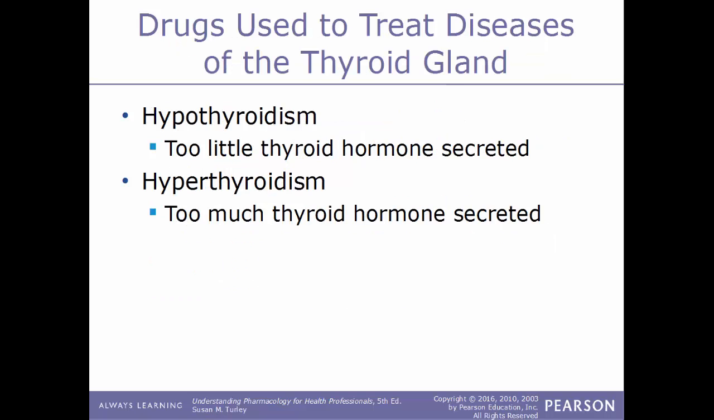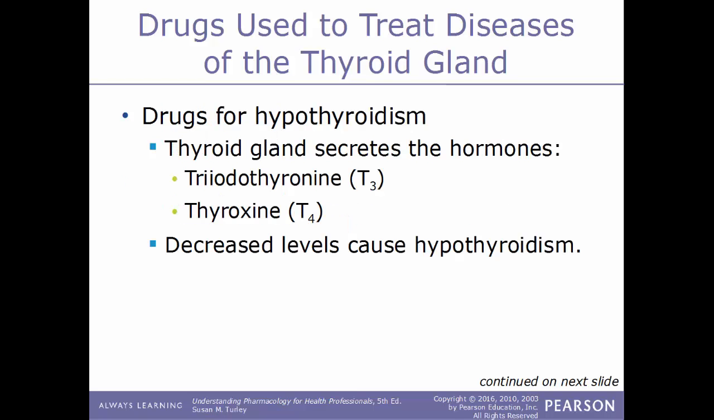Alright, now we'll move into drugs that are used to treat diseases of the thyroid gland. Some common conditions regarding the thyroid gland would be hypothyroidism and hyperthyroidism. In hypothyroidism, there's too little thyroid hormone being secreted. And the opposite of that would be true for hyperthyroidism, where there's too much thyroid hormone being secreted.